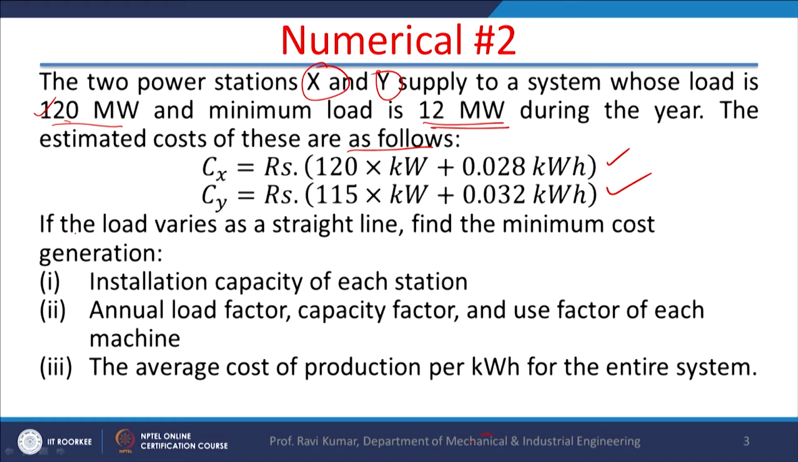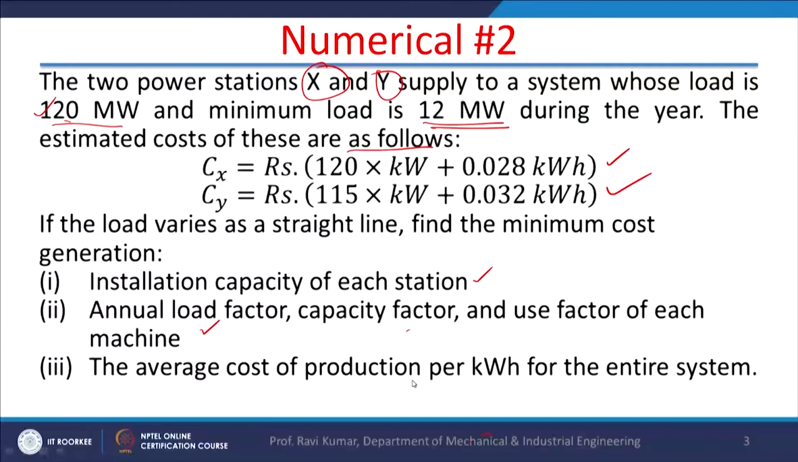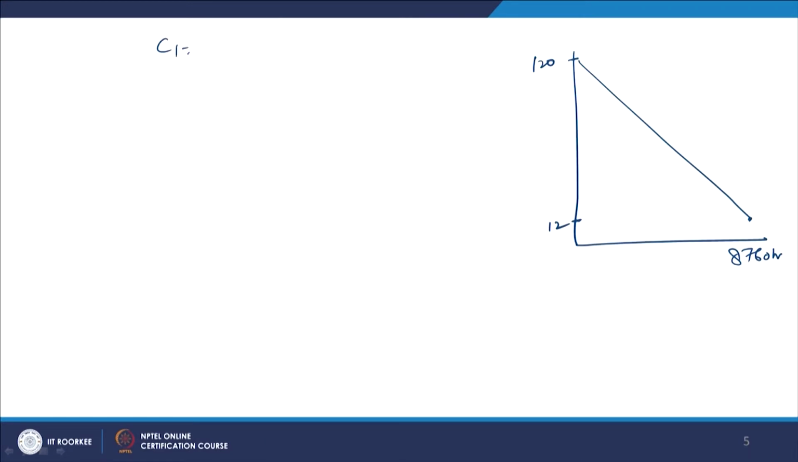If the load varies in a straight line, find the minimum cost of generation, installation capacity of each station, annual load factor, capacity factor and use factor for each machine, and the average cost of production per kilowatt hour for the entire system. Now, we will start with Cx is equal to 120 plus 0.028. This is kilowatt and this is kilowatt hours.